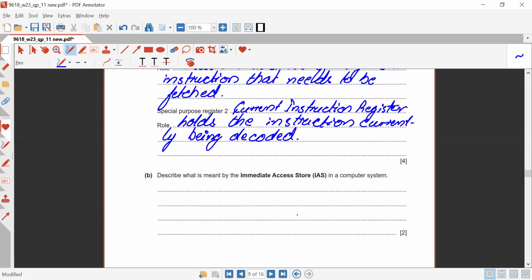Okay, now they are saying describe what is meant by the immediate access store in a computer system. The students who are my students in the regular classes, I just told them it's the second name for the general purpose registers as well. So what is the functionality of this thing? It's for 2 marks, so that means we do require 2 points over there. Two points means we cannot write it in point format, we need to do it in paragraph format. So it's a volatile memory.